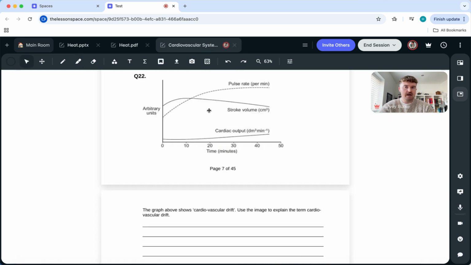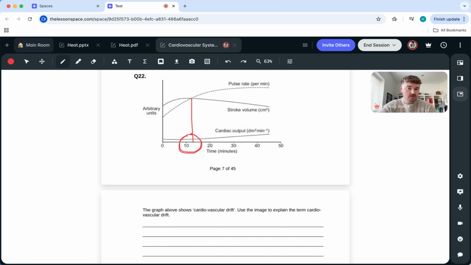And then let's have a look at an AQA question. So they give you the graph here. So they show you that stroke volume's going down, heart rate's going up. And it says the graph above shows cardiovascular drift. Use the image to explain the term cardiovascular drift. So just be aware, whenever they say use the image, they definitely want you to use it. So for example here, look, they've given you time. So it happens roughly about 10 minutes into exercising, and then they'll probably credit in the heat here as well.